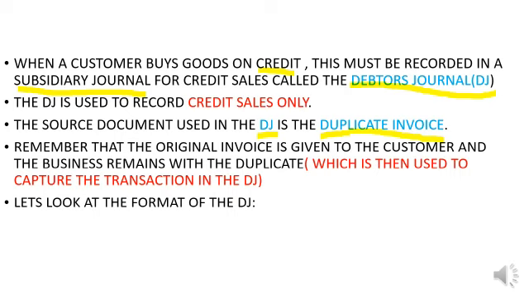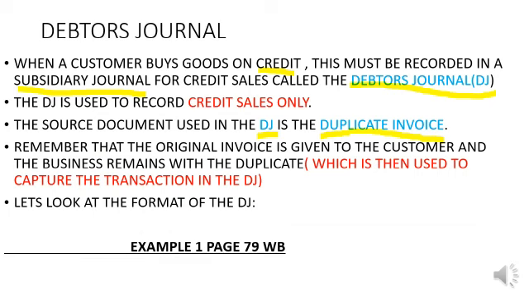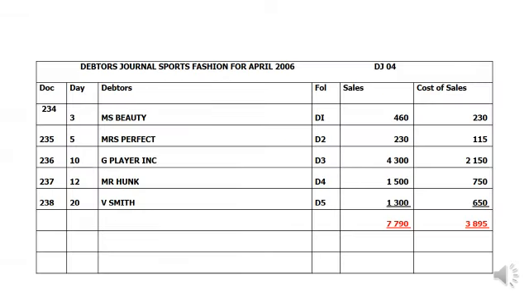Now that is basically the theory stuff that you need to know. We are going to be demonstrating now how we record this information in the Debtors journal or the DJ. So let us flip over our pages and go to page 79 of your workbook, not the textbook but your workbook. Now in your workbook, you will see right on top there is example 1, which is already done for you there. Everything has been done for you there. So what I will be doing here is just to quickly explain for you what is happening.